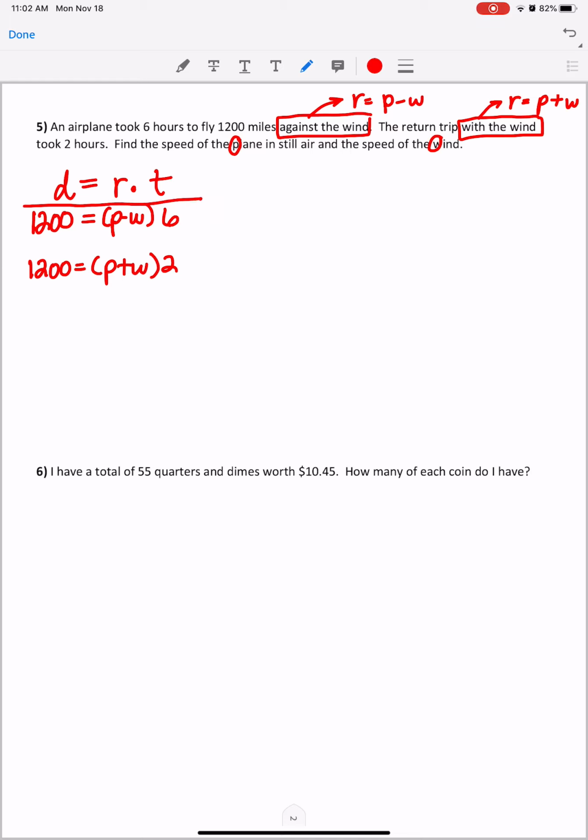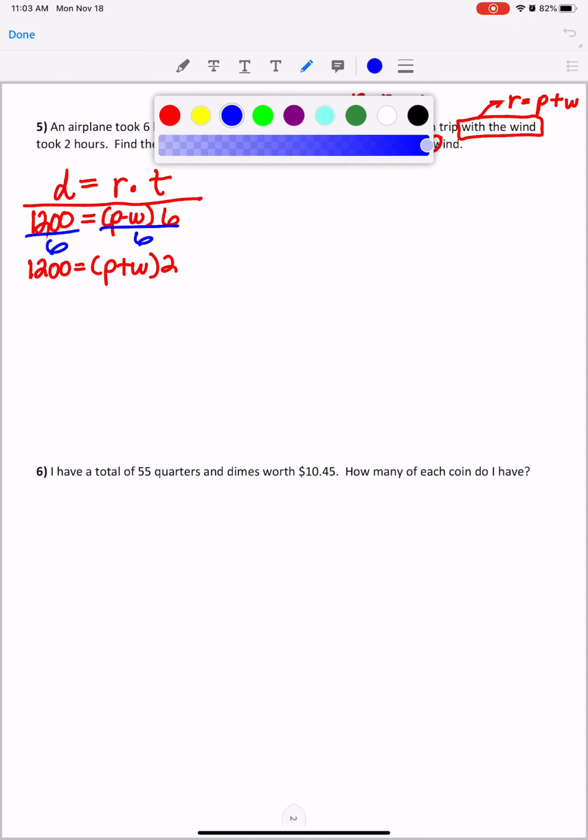So from here, it is very tempting to distribute that 6 to everything and that 2 to everything. But do not. Distributive property is just multiplying, right? You're doing P times 6 and negative W times 6. The opposite of multiplying by 6 is to divide by it. So I'm going to divide both sides here by 6.